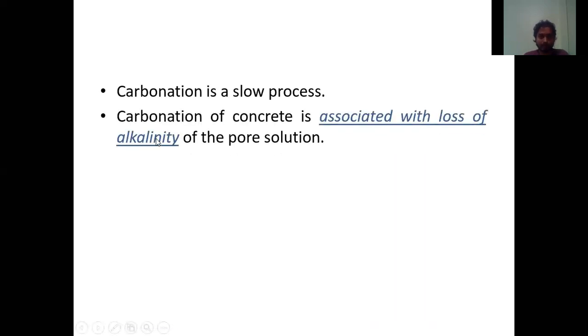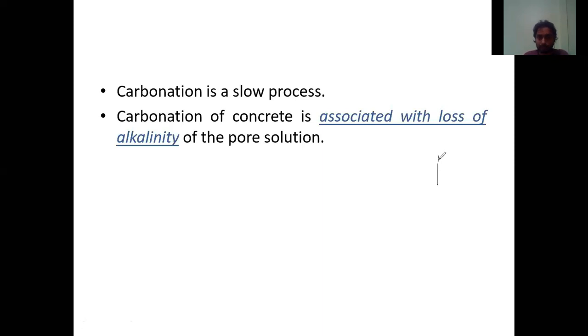Next, this carbonation is one of the slow processes. It's not like we construct a structural element and it immediately gets carbonated and the carbon dioxide gets inside the concrete. It's a slow process. Next, carbonation of concrete is associated with the loss of alkalinity of the pore solution. So what exactly is carbonation? Carbonation is associated with the loss of alkalinity.